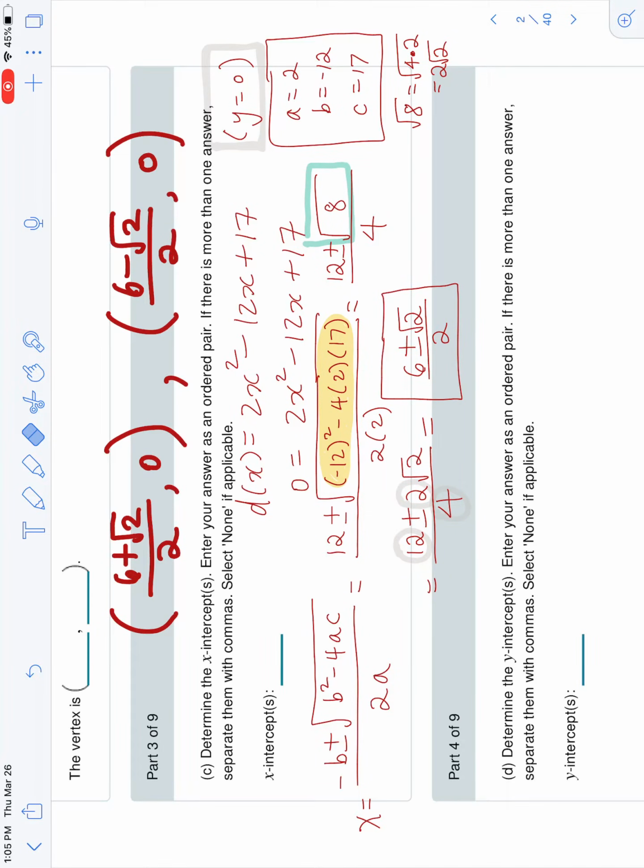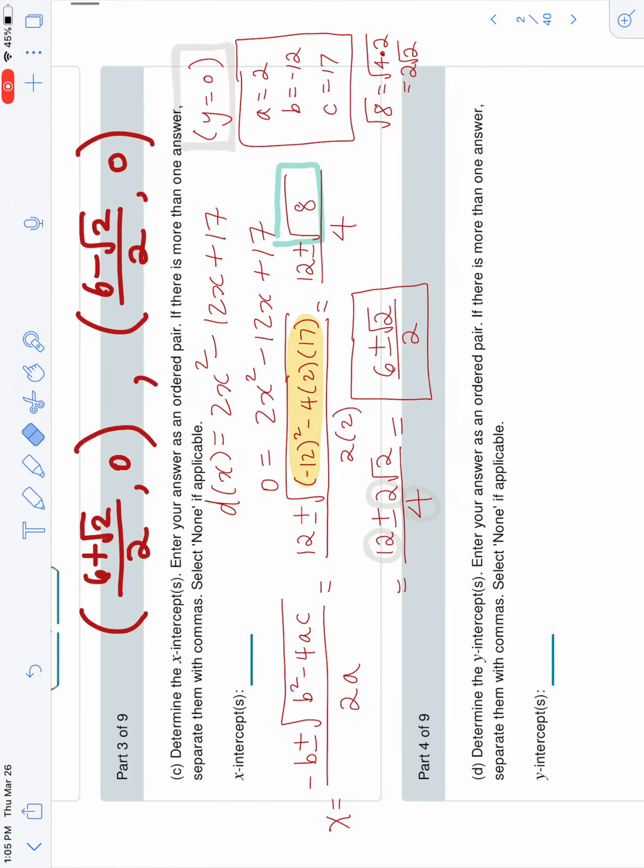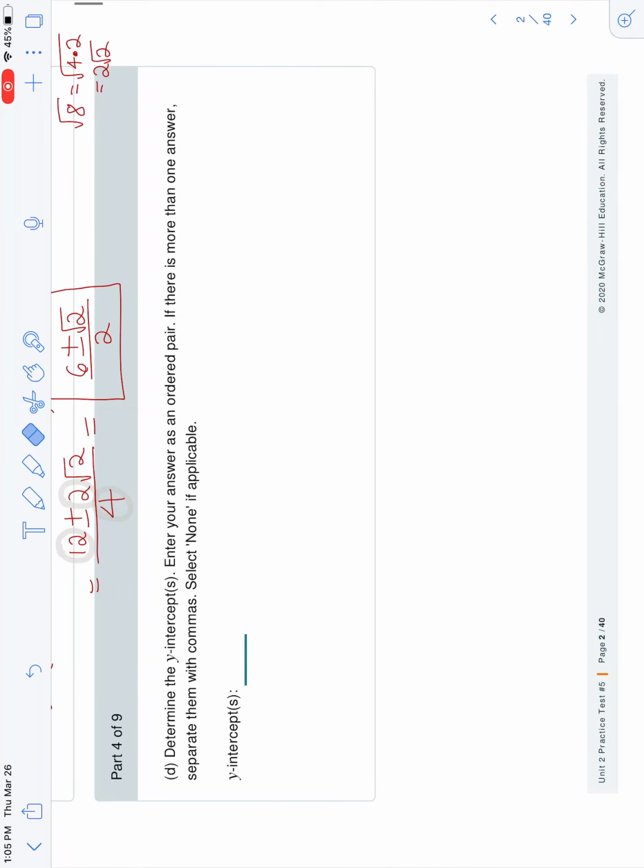But remember I suggested that the quadratic formula will be easier if the leading coefficient is greater than 1. So this is a great chance for me to ask you to use the quadratic formula. And this was given just right here, okay? Let's keep going. Part 4.